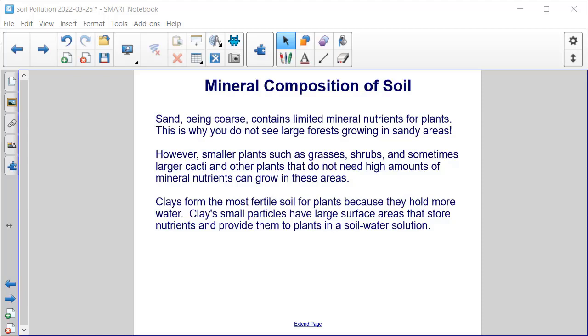Clays form the most fertile soil for plants because they hold more water. Clay's small particles have large surface areas that store nutrients and provide them to plants in a soil water solution.